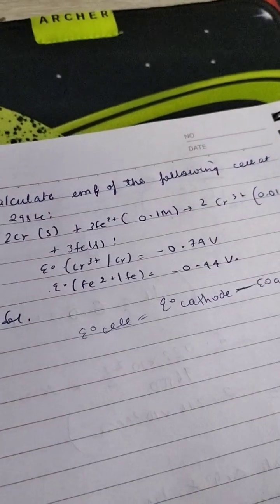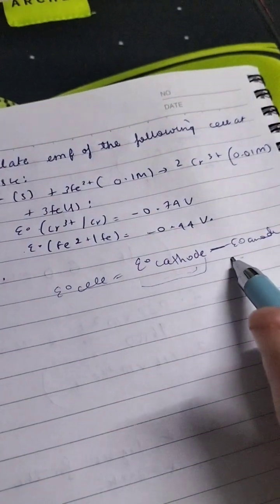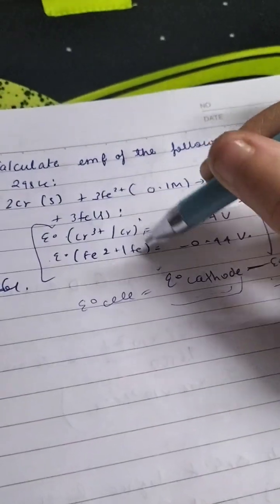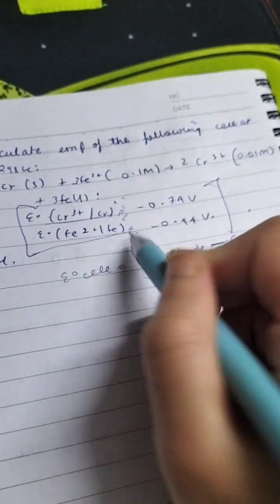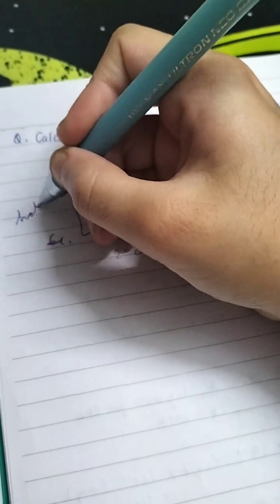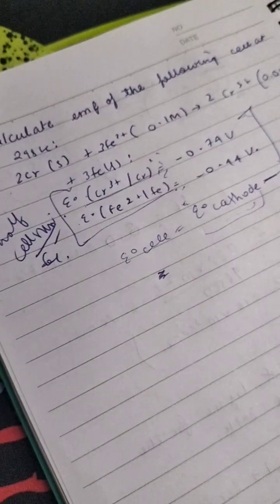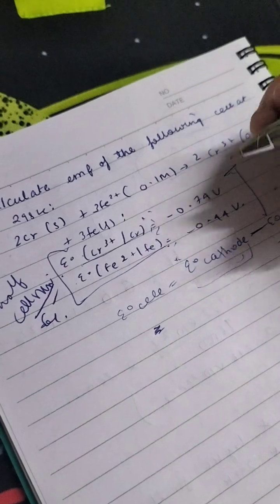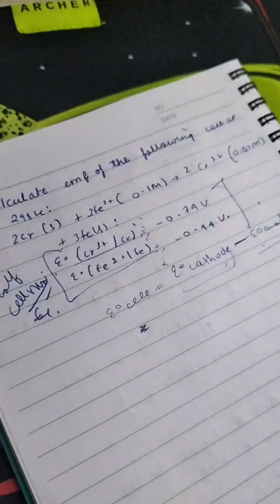So this is the formula for the calculation of E naught cell. So it is E naught cathode minus E naught anode. And as you can see over here, we have been given the value of E naught for these two particular chemicals. These are two different chemical reactions, or we can say half cell reactions of the reaction as a whole. Now, if you have issues with finding out whether one particular reaction is in cathode or anode, then you can find out using this particular technique.